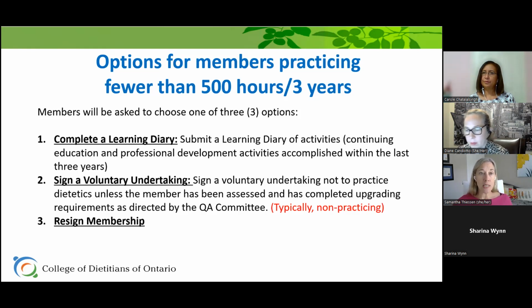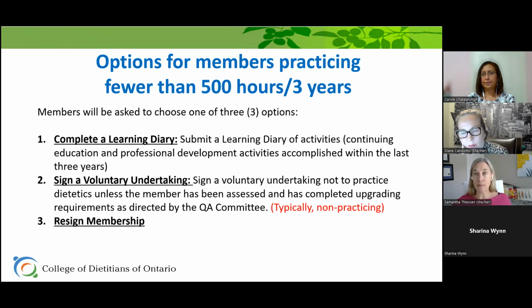This allows dietitians an opportunity to demonstrate they've maintained their competence. Hours that the dietitian has practiced are also taken into consideration above and beyond this. And the diary gets assessed and evaluated by trained assessors independently of one another. And this is an option typically for dietitians who are practicing, but maybe just aren't meeting that 500-hour requirement in the 3 years.